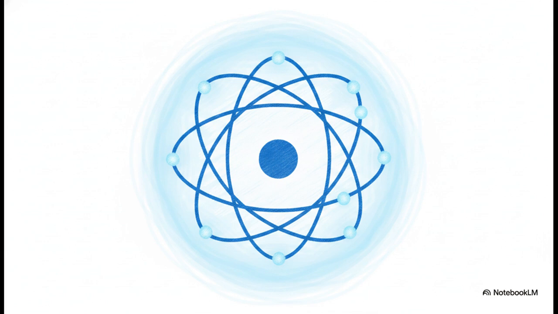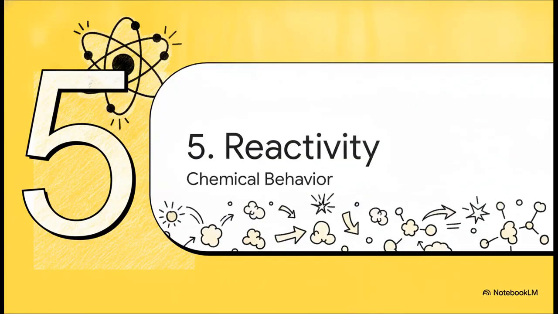Your first shell caps at 2, your second caps at 8, and your third, for the purposes of these first 20 elements, fills nicely at 8. When a shell is totally full, like helium with 2 or argon with a perfect outer shell of 8, that element becomes incredibly stable. It has basically reached atomic nirvana. Which brings us perfectly to Section 5, valence electrons and reactivity, chemical behavior.